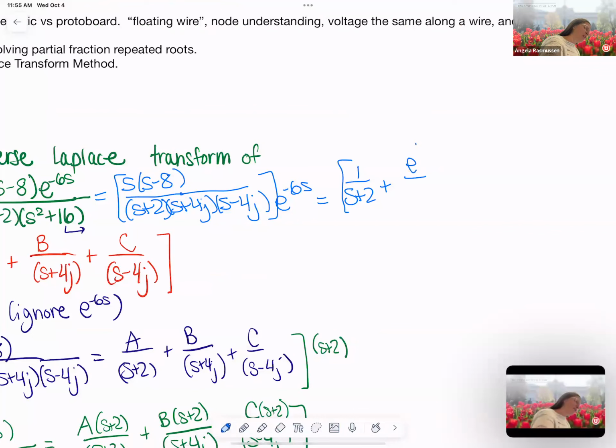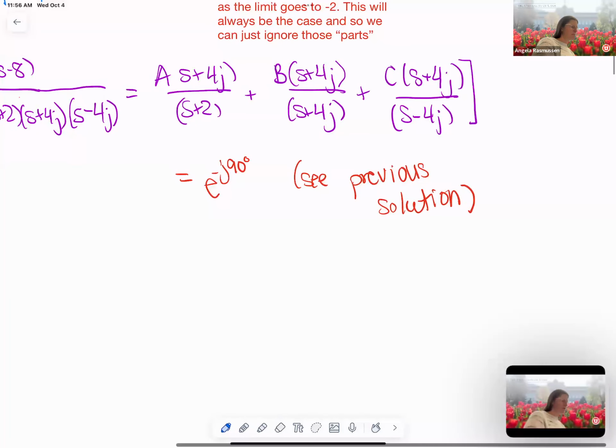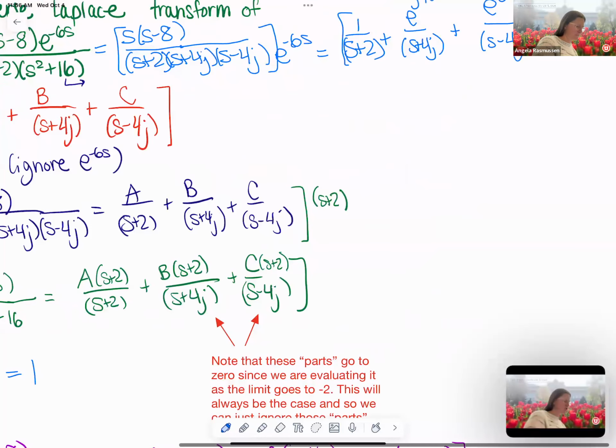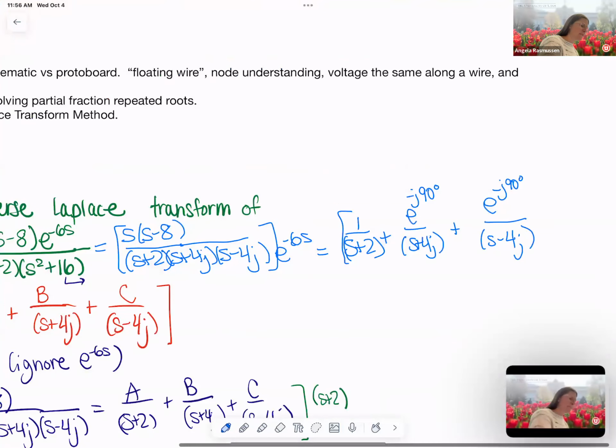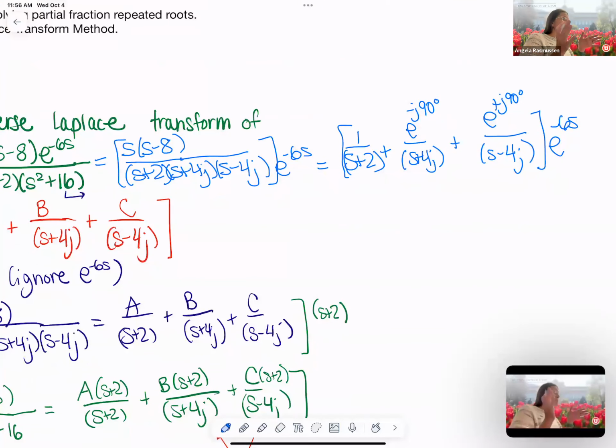And then this we solved is e to the J, is it plus 90? I think it was plus 90 for this one and then a minus 90 if I remember right. But it could have been backwards. Let me go look at that one. Yes, S plus 4J, S minus 4J. Oh, I think it was down here. Minus J90. So these were backwards. Okay. E to the minus 6S. So those are all the same, correct?